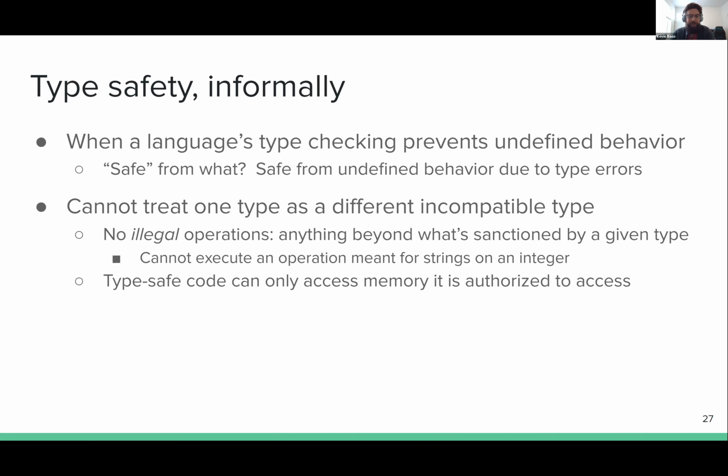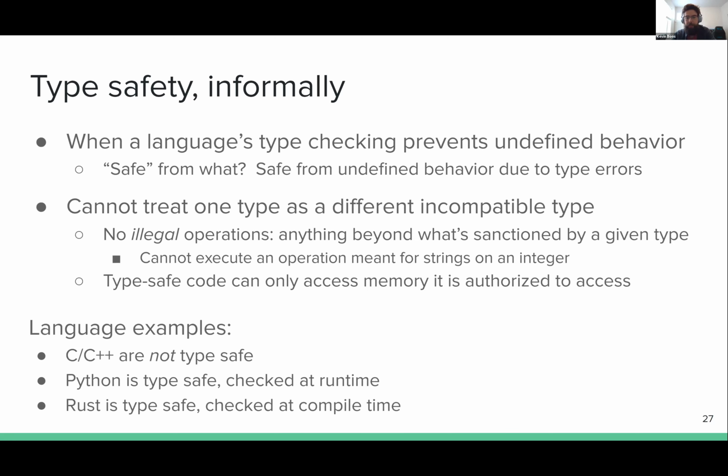Right? So you can't do something like concat or run uppercase or lowercase operations on an integer, right? That just doesn't make sense. So that's an example of what type safety is. So as such, type-safe code can only access memory that it's been authorized to access through that particular type, right?